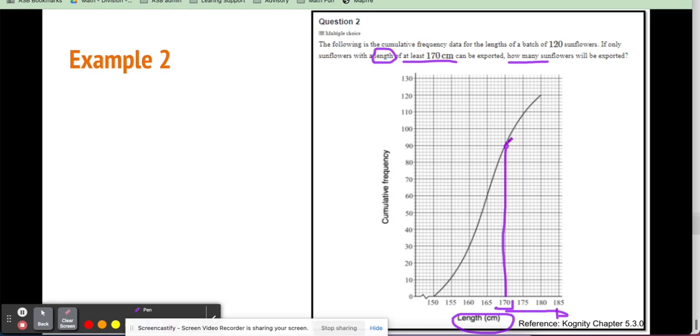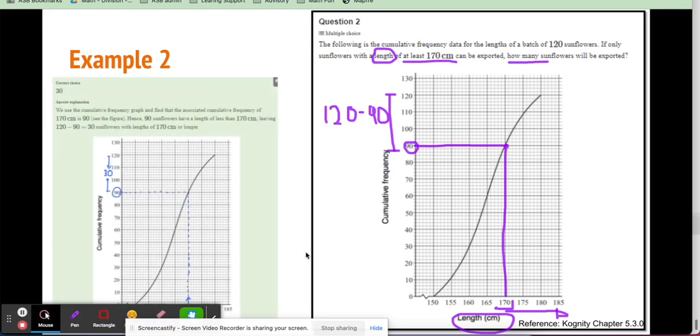It happens here. So what it tells me is that there's 90 sunflowers that are less than 170. So how many flowers are more? Well, 120 minus 90 will be at least 170. So 120 minus 90 is going to be the answer that we are looking for. 30 sunflowers will be able to be exported from our batch of 120.